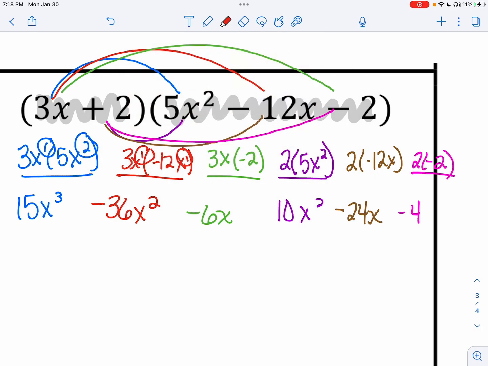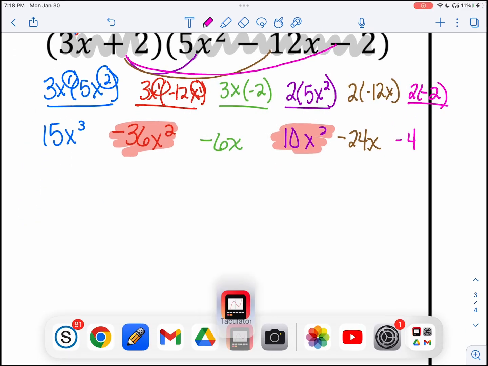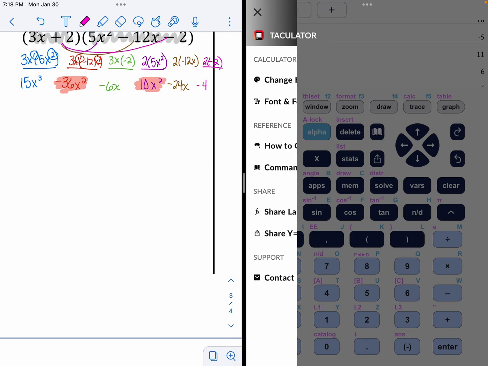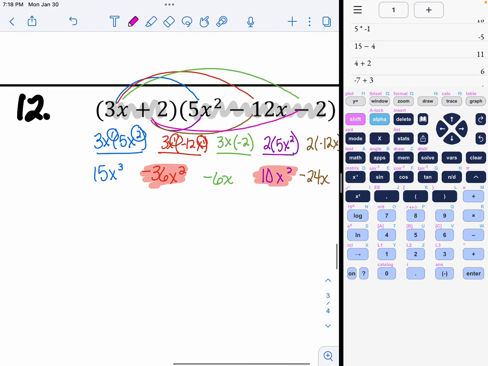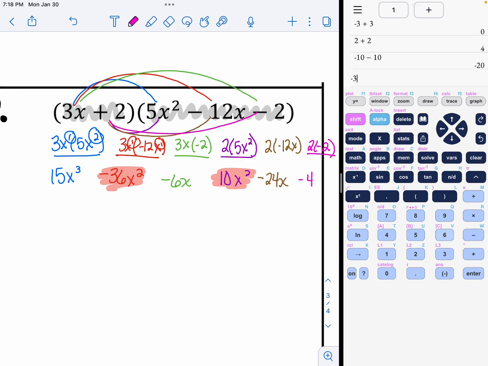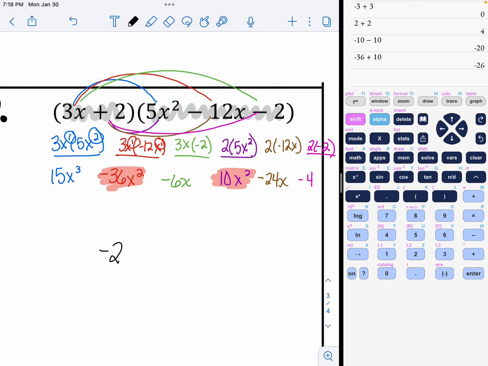My like terms. I see negative 36x squared and 10x squared. Together, if I had my calculator, and I can pull that up, negative 36 and 10 would give me, together, negative 26 with an x squared. Don't change the exponents when you're combining your like terms.